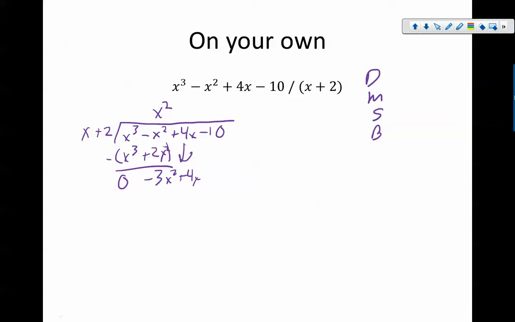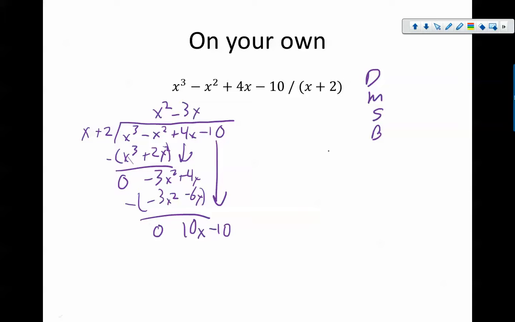Start again. Divide. Negative 3x squared divided by x is negative 3x. Multiply. Negative 3x times x, negative 3x squared. Negative 3x times 2, negative 6x. Subtract. This becomes 0. This becomes positive 10x. Bring down the negative 10.